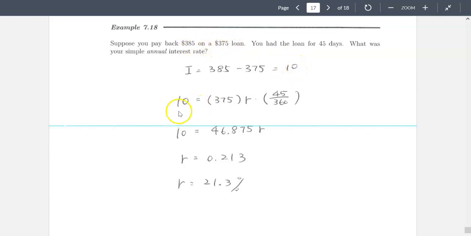It's the $10. So once we have the $10, we can plug into our formula I = PRT. P is 375. Now remember, T is in terms of time. 45 days long, so it's 45 out of 360. Now notice how come it's not 365. Our bank likes to use what we call the banker's rule. They use 360 days in a year instead of 365. So there it is. Then once you multiply 375 and 45 over 360, that's what you get, and you divide by 46.875 on both sides, you get your interest rate.